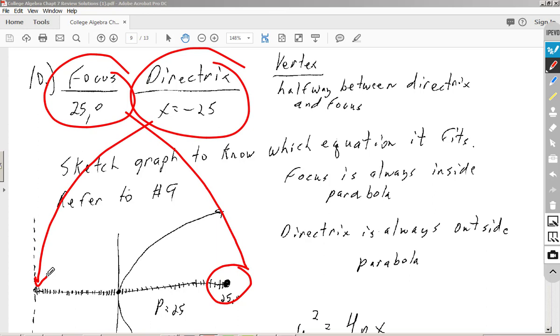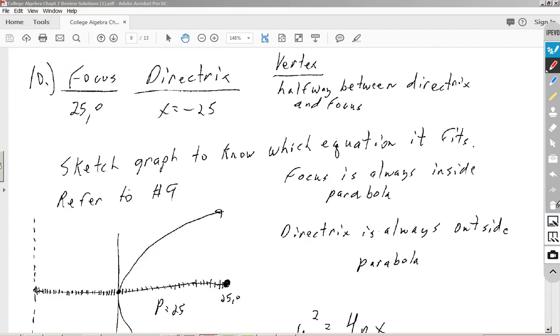And I know that my vertex is always halfway between those, so that's why I know my vertex is going to be at 0, 0. And because you know that your focus is always on the inside of your parabola, and the directrix is always on the outside of your parabola, that's why it's going to be opening to the right. Now that you know that, you can go back to problem number 9 and see that it matches up with your y squared equals 4px equation.